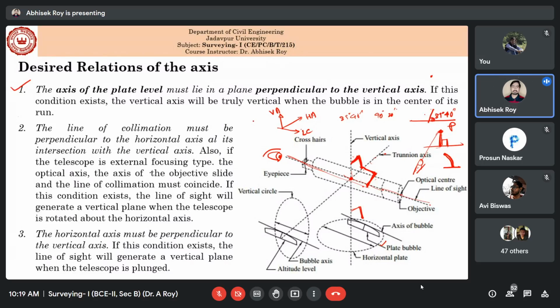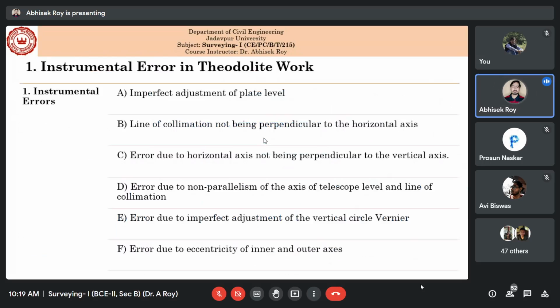So at that time, whenever you are bisecting an object and going down, the theodolite will follow a curved plane. That means it will not be perpendicular or 90 degrees, it will be like this one. This is an exaggerated version. Maybe this angle is say 89 degrees 40 minutes, but this will form a curved inclined path. So when the angle between the horizontal axis and the vertical axis is not 90 degrees, it will follow a curved path like this one.